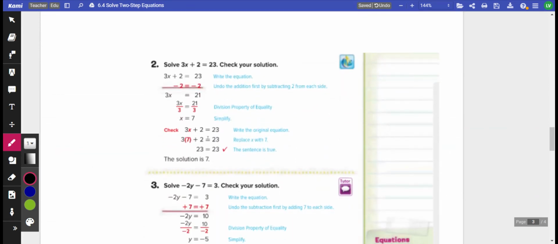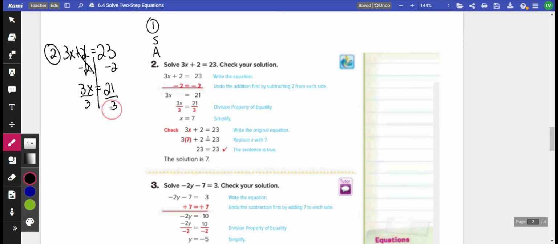Problem number 2. I'm going to show my work off to the left. We're going to solve 3x plus 2 equals 23. So I'm going to extend my equal sign, and my first step is to either subtract or add. In this case, because I'm adding 2, I want to subtract 2 from both sides. The left side leaves me with 3x. 23 minus 2 is 21. So 3x equals 21. Then I'm going to divide both sides by 3. I get x equals 7.